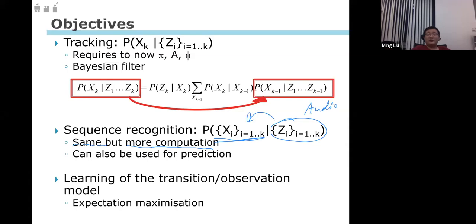And this can also be used for prediction. So here I can also add x k plus 1. Based on what you said previously, I can try to predict what happens next. So that's also one way to model the problem. You have modeling for tracking, modeling for recognition, and the third large category of problem you want to solve is learning the transition and observation model.